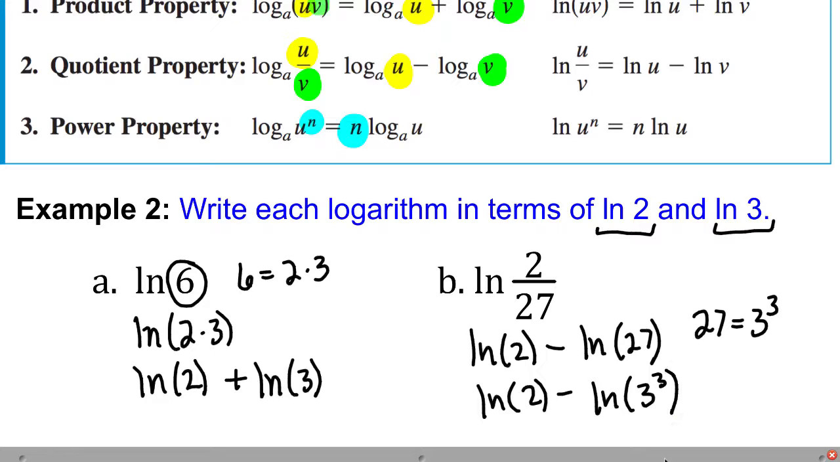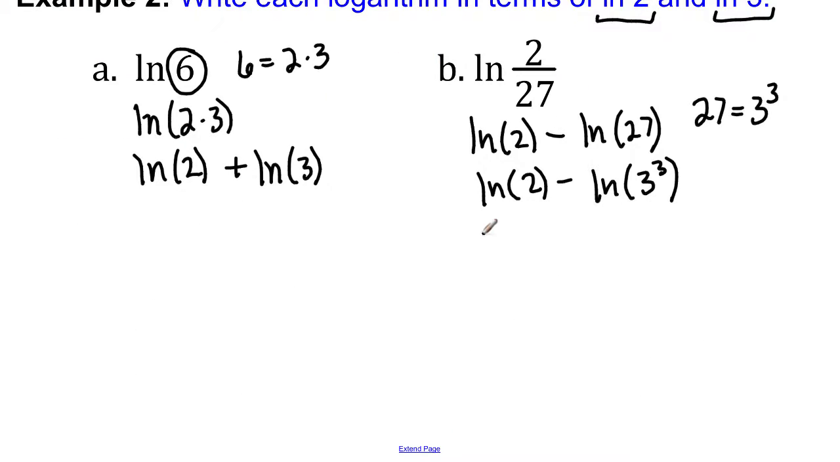We're getting close. Now using that power rule, how could I rewrite the natural log of 3 cubed? Well, I can go ahead and bring that power of 3 down front and make that a coefficient. So our final answer would be the natural log of 2 minus 3 times the natural log of 3. So now you've rewritten this problem in terms of the natural log of 2 and the natural log of 3.